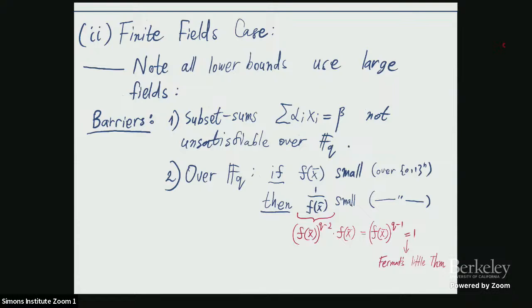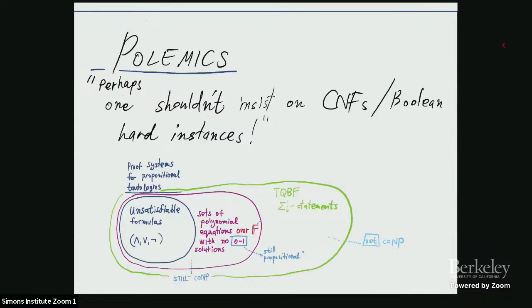The finite field case is also important. Everything here was for a large enough field, because we need, for instance, unsatisfiable subset sum. It wouldn't work for the finite case. And also because of Fermat's little theorem, this functional lower bound wouldn't work, but that's simply true.